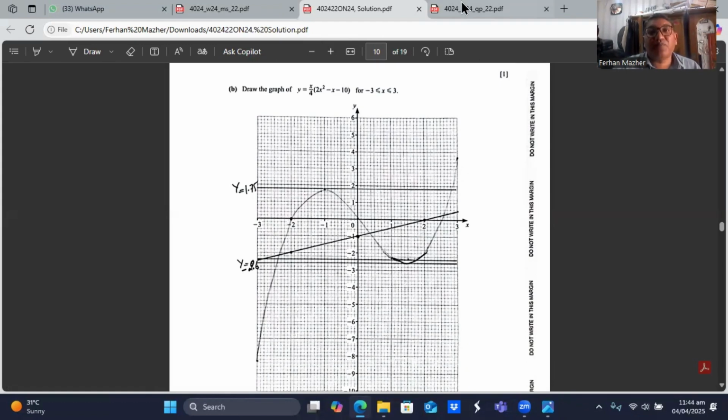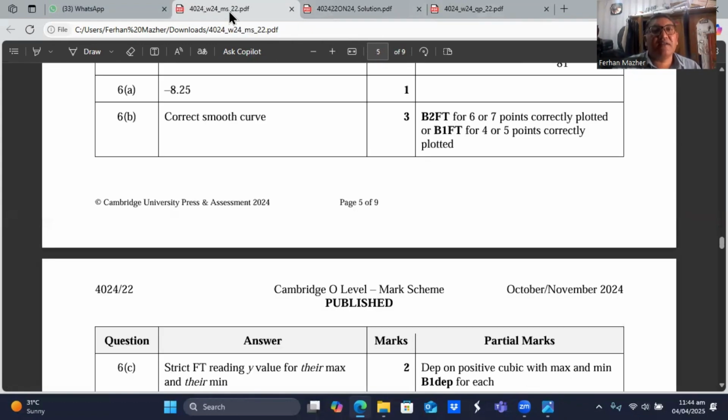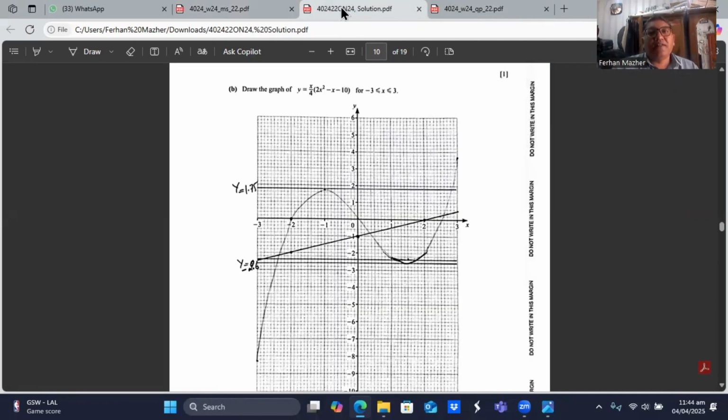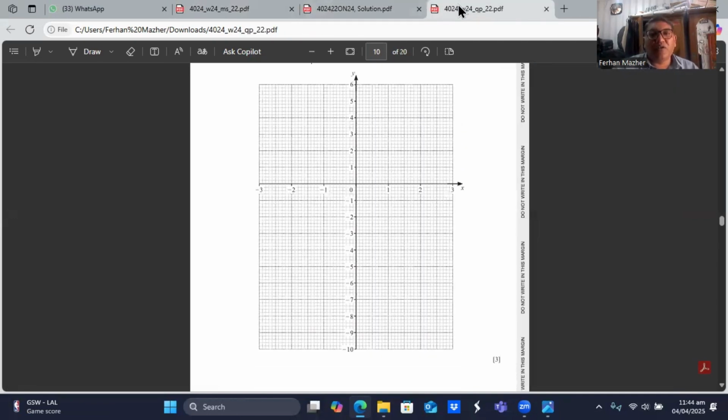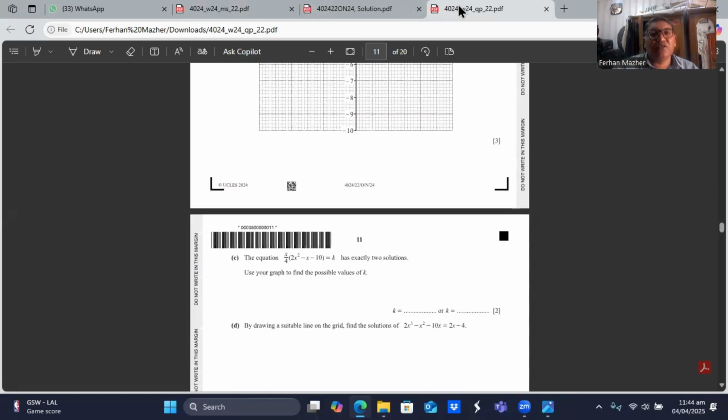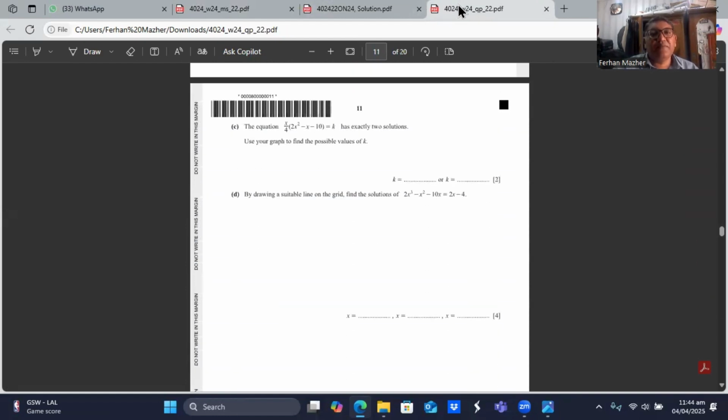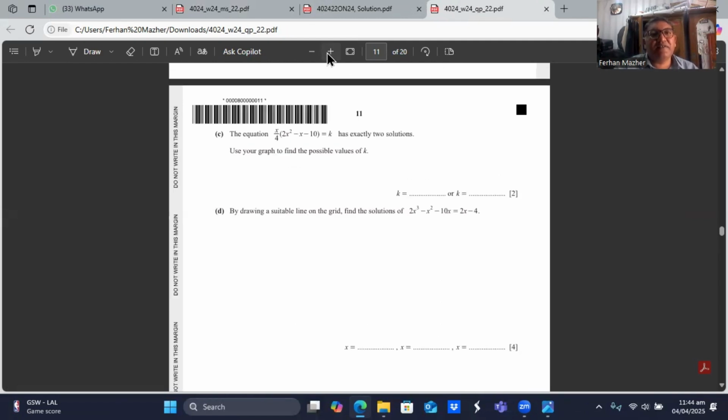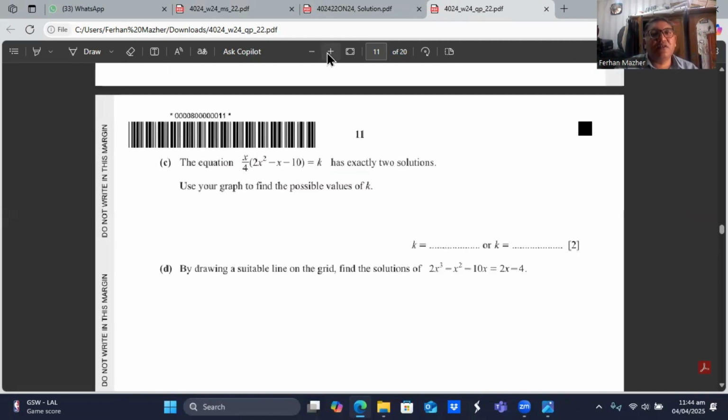So it's a 3 marks part, and look at the marking scheme. What the marking scheme says: correct smooth curve for 6 or 7 points correctly plotted. Okay, so this is how you do it. And then after plotting, they ask you the C part, and in the C part, they say, let me increase the size. Question.